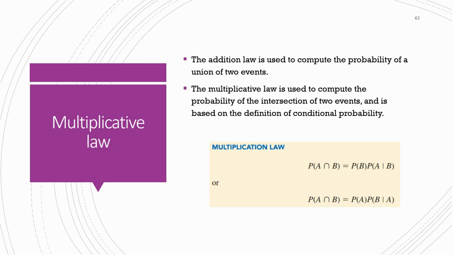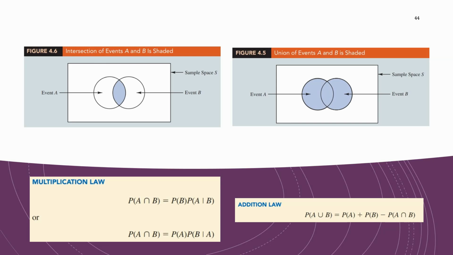We already talked about the addition law. It's used to compute the probability of the union of two events. Now the multiplication law is to compute the probability of the intersection of two events. Let's look at the next slide to make sure this makes sense. We already talked about the union of events, the probability of A or B happening, and we already learned how to calculate that. With the multiplication law, we're looking at the probability of A and B happening. It's this intersection, colored in blue.